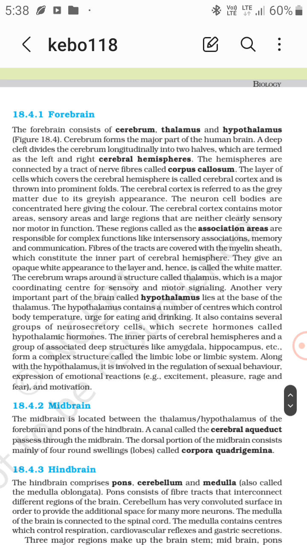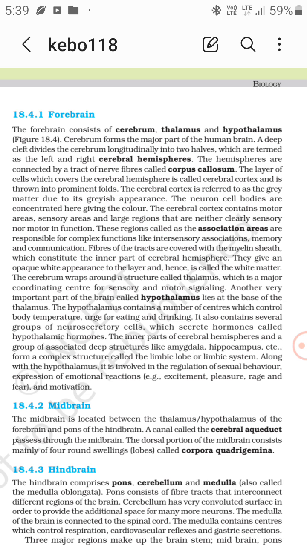Now association areas. So what are they? The cerebral cortex contains motor areas, sensory areas, and large regions that are neither clearly sensory nor motor in function. These are association areas, and they perform complex functions like intersensory association, memory, and communication. So this is the cerebral cortex.